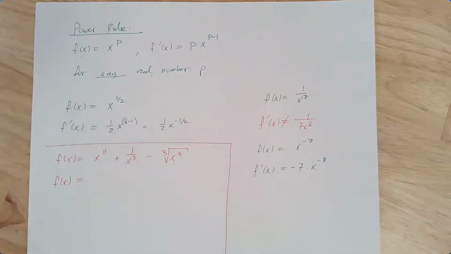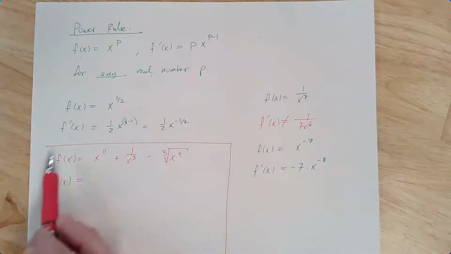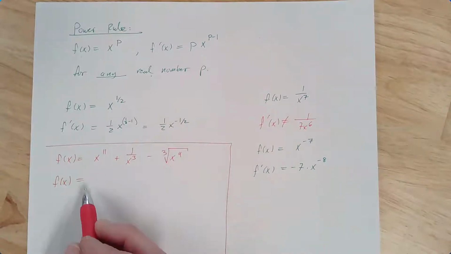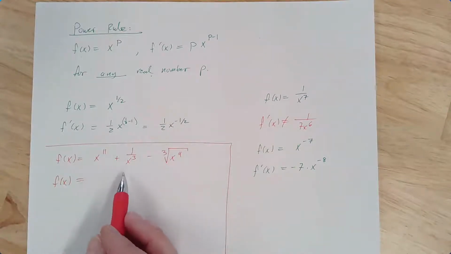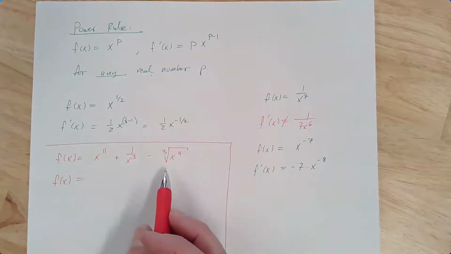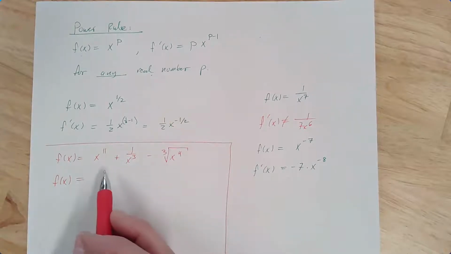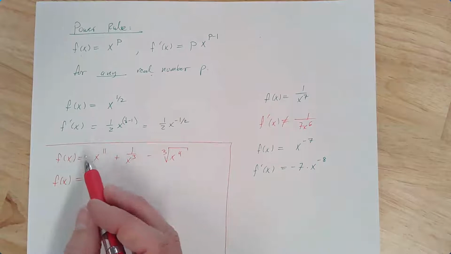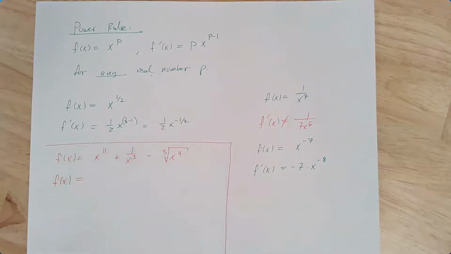And I should say, if you're rewriting, you don't want to be differentiating at the same time. I've definitely seen people rewrite this as 11x to the 10th plus x to the -3rd minus x to the 4/3, because they were doing the derivative of x to the 11th while simplifying the rest of it. We don't want to do two different things at once. We are either simplifying or differentiating, but not both at the same time.